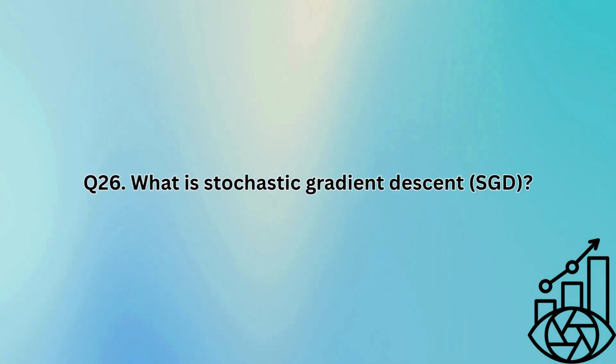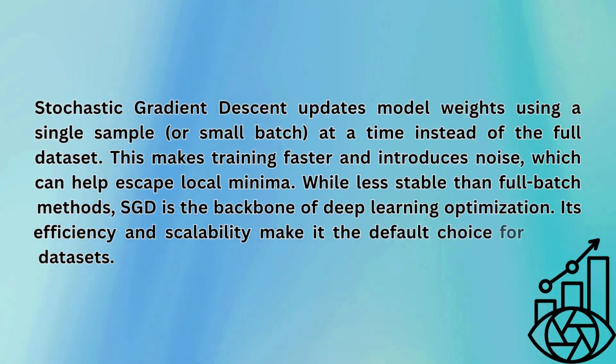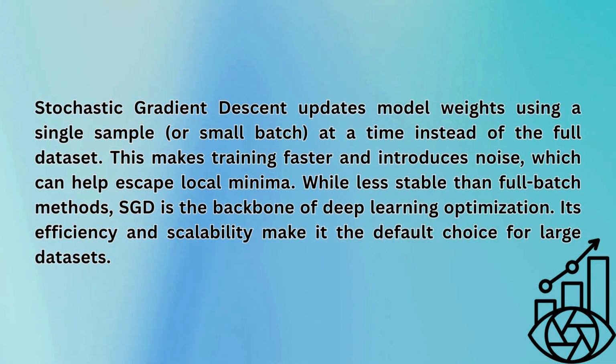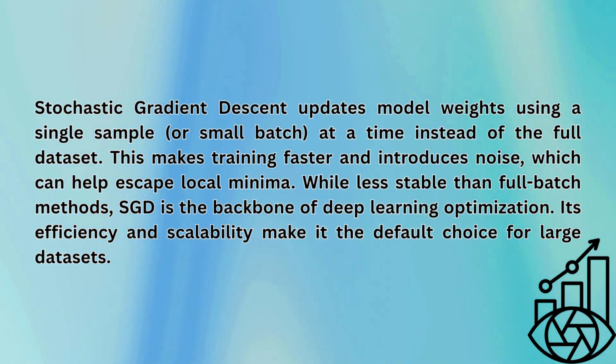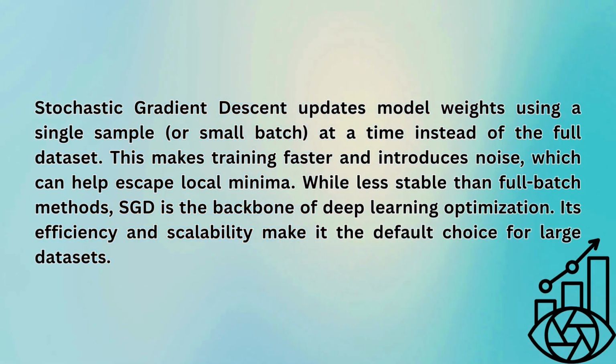What is stochastic gradient descent (SGD)? Stochastic gradient descent updates model weights using a single sample, or small batch, at a time instead of the full dataset. This makes training faster and introduces noise, which can help escape local minima. While less stable than full batch methods, SGD is the backbone of deep learning optimization. Its efficiency and scalability make it the default choice for large datasets.